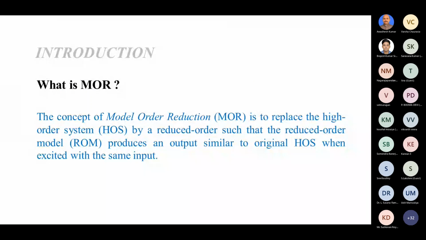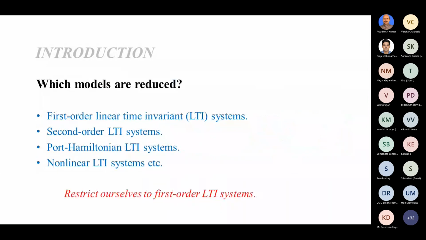Now, what is model order reduction? You all know that we try to reduce a higher order system to a lower order model, which produces an output similar to the original with the same input. Which models are reduced? First order linear time invariant, second order linear time invariant, port-Hamiltonian LTI systems, and nonlinear systems, etc. are normally reduced. We will discuss this later, but in this presentation we will mostly restrict ourselves to first order LTI systems. The question is why we go for LTI systems normally, and why we do not go for other systems like nonlinear systems.